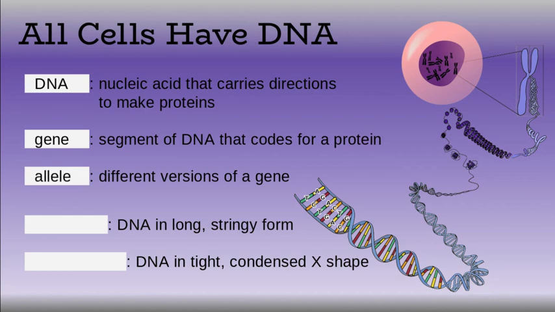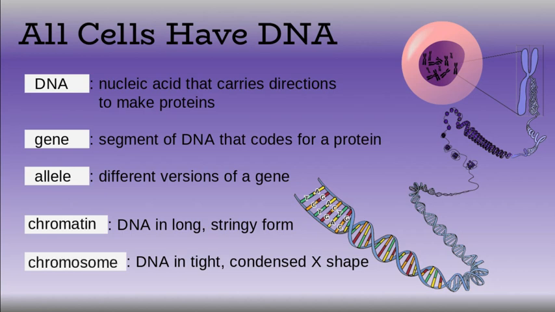There are different versions of these genes called alleles. So you could have a gene for eye color. It'll come in different varieties. Maybe your mom has a gene for brown eyes. We would say that's the brown eye allele. And your other parent has the allele for blue eyes. So genes come in different versions, and we call those alleles.